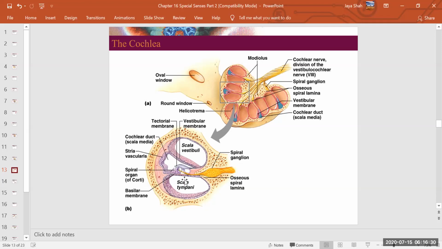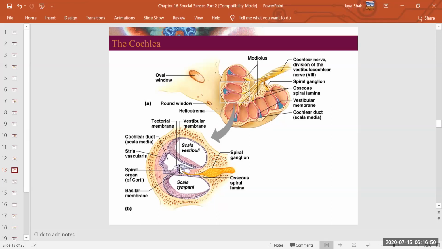So this is the bony labyrinth here, and here is the membranous labyrinth. The space between the bony labyrinth and the membranous labyrinth here is scala vestibuli. Then in the membranous labyrinth, it is scala media, and this is scala tympani.